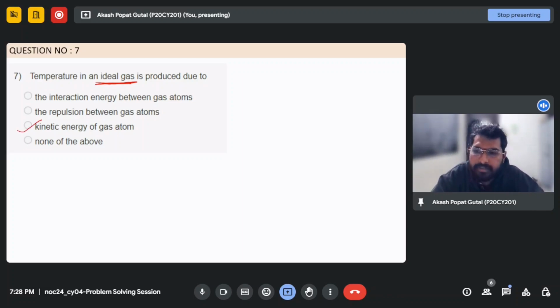For the ideal gas, the kinetic energy of the gas atoms is responsible for its feeling of temperature. Interaction energy between gas atoms and repulsion between gas atoms come into the picture in the real gas. So for the ideal gas, the kinetic energy of the gas atoms is responsible for the temperature that we see.